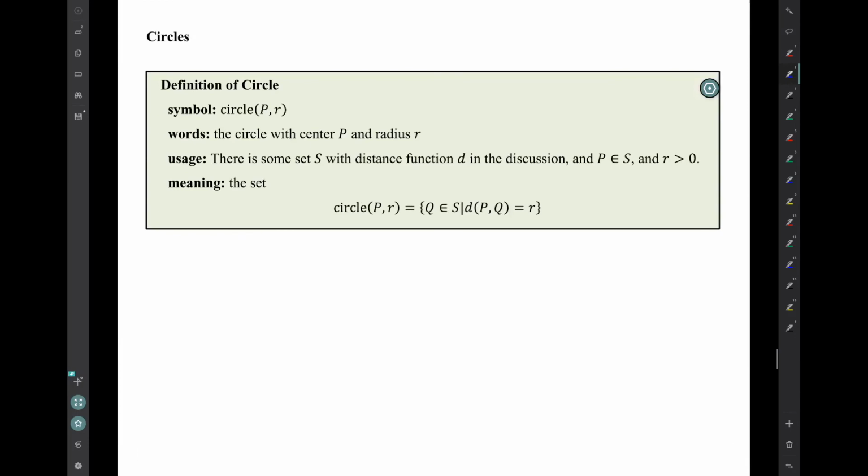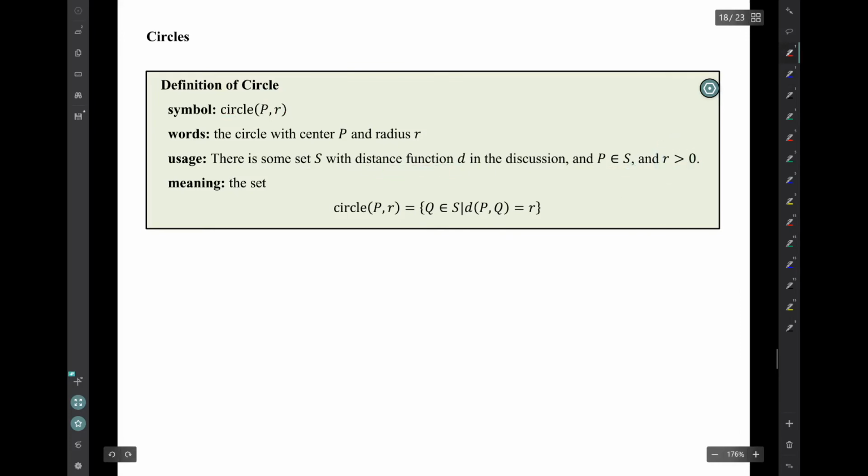The last thing I want to talk about in the video is circles. Here's the definition of circle. There's this symbol, the word circle, capital P, and a small r in parentheses. It's spoken this way: the circle with center capital P and radius small r. You get to use this symbol when you have some set S with distance function d in the discussion, and that capital P is an element of that set S. And that number r is a real number greater than 0.